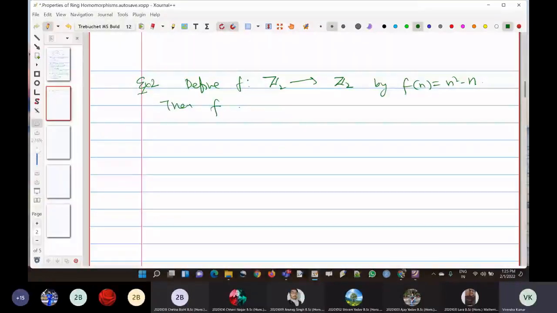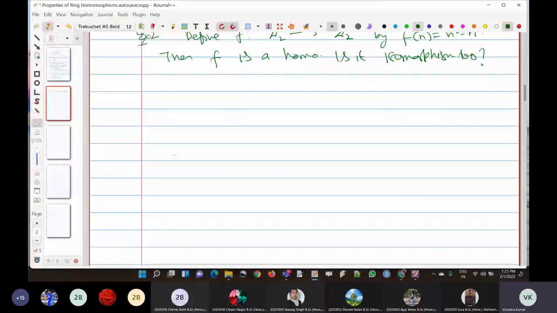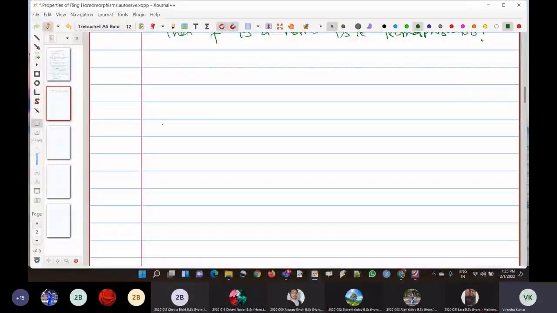Then f is a homomorphism. Okay. Homomorphism. Is it an isomorphism too? So this is the question. Okay. You can try it out. Okay, now let us see certain properties.